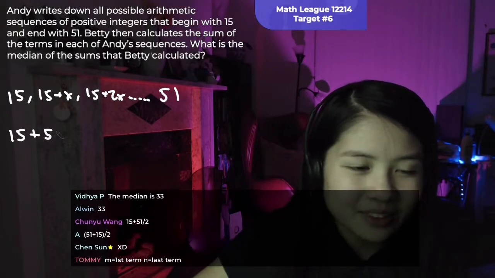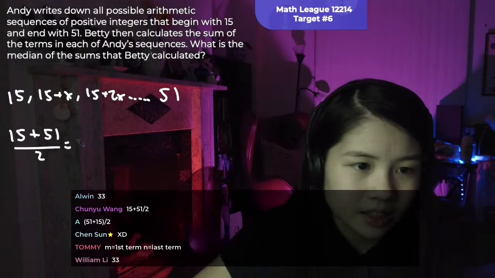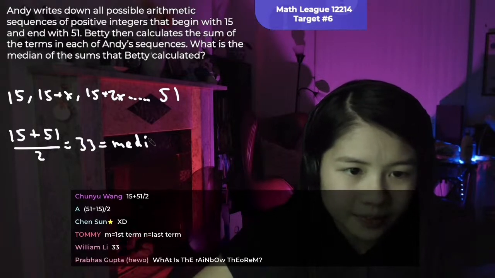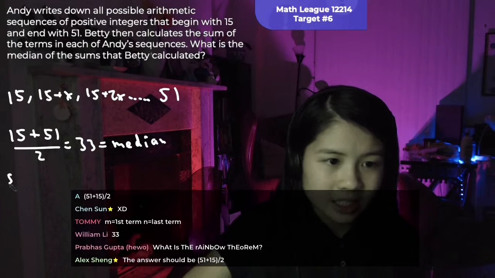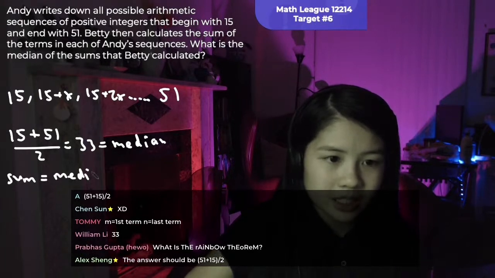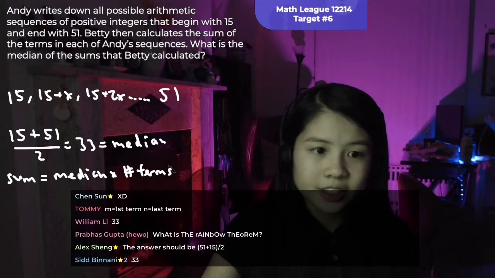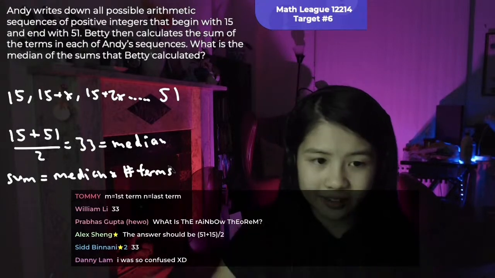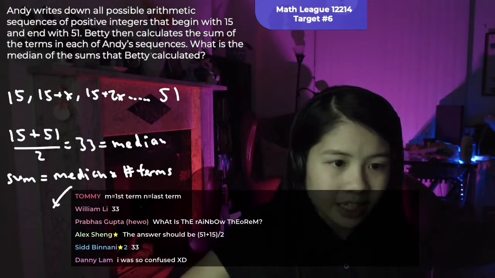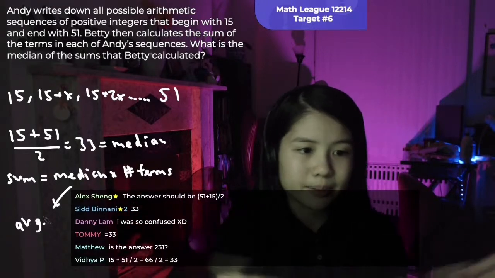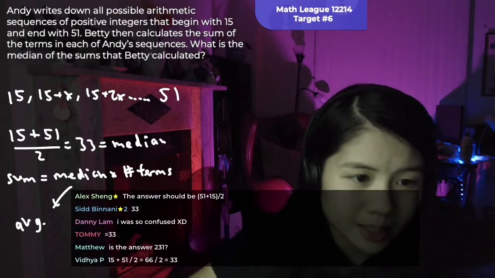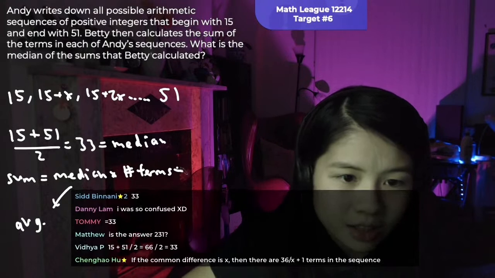So anyway, 15 plus 51 over 2, which is 33, equals the median. And now, like some of you are saying, the sum of the terms is just the median times the number of terms. The reason this is true is because usually the sum is the average times the number of terms, but here the average is equal to the median because the numbers are symmetric about the median. So the sum would just be 33 times the number of terms.